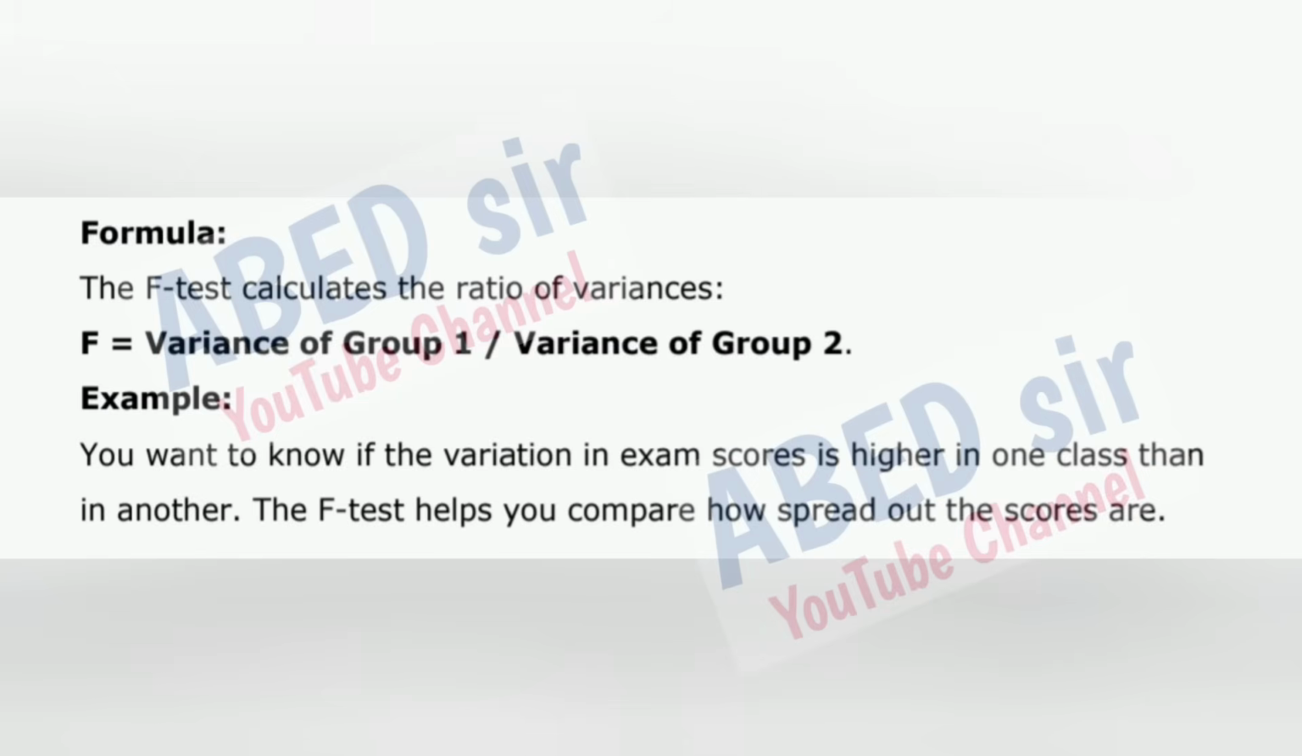Formula. The F-test calculates the ratio of variances. F is equal to variance of group 1 over variance of group 2. Example. You want to know if the variation in exam scores is higher in one class than in another. The F-test helps you compare how spread out the scores are.